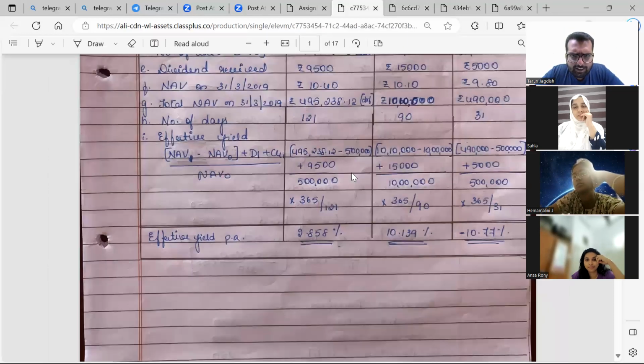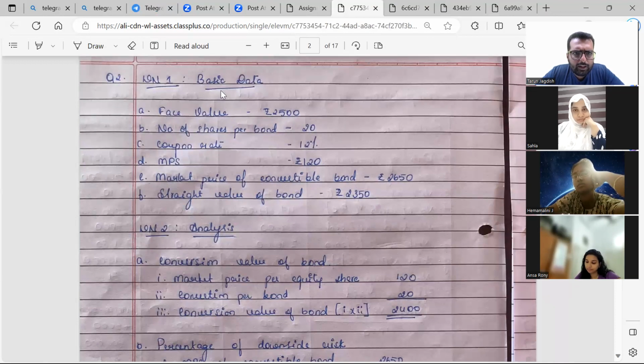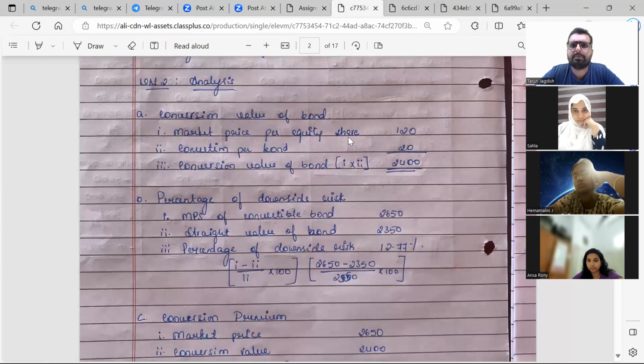Now let me check Bhavya's answer sheet. Here, if you see, basic data, you have written it perfectly. Analysis, you have got conversion. Yes, market price, conversion per bond. Excellent. See, here you have written the answer also. You have given the concept also. This is a formula by itself. So, Bhavya, here you will get full marks.